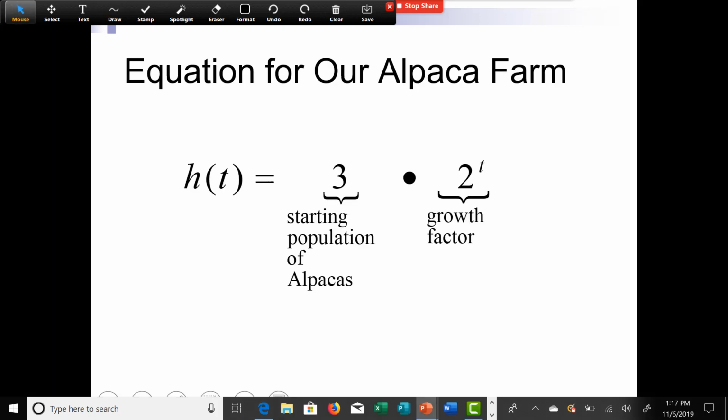So our equation ends up being h of t. 3 is your starting population of your alpacas. It's always going to be your starting amount of whatever you're talking about. And then 2 is your growth factor, and your growth factor will always be raised to whatever your variable is. In this case, it's t for time. So let's go ahead and go to Desmos and see when this function hits 50.